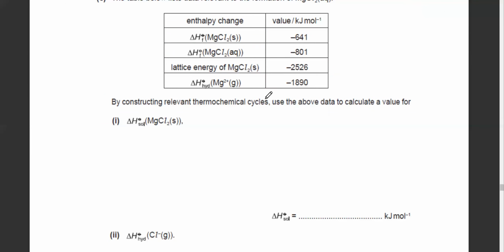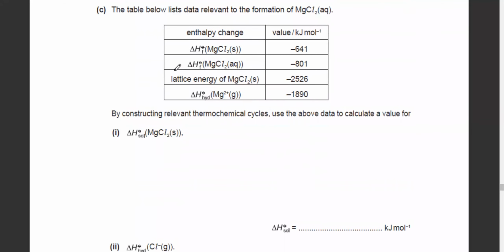He's saying by constructing relevant thermocycles, use the above data to calculate a value for enthalpy of solution. So I'm going to try and do this quickly. I think we have some time. So he's saying enthalpy of solution of MgCl2. We need to find that. What is the enthalpy of solution of MgCl2? It's MgCl2 solid dissolving, turning aqueous. It's going to form Mg2+ aqueous plus 2Cl- aqueous. I'm not going to do the calculations. I'm just going to tell you how to do this. We don't have enough time.